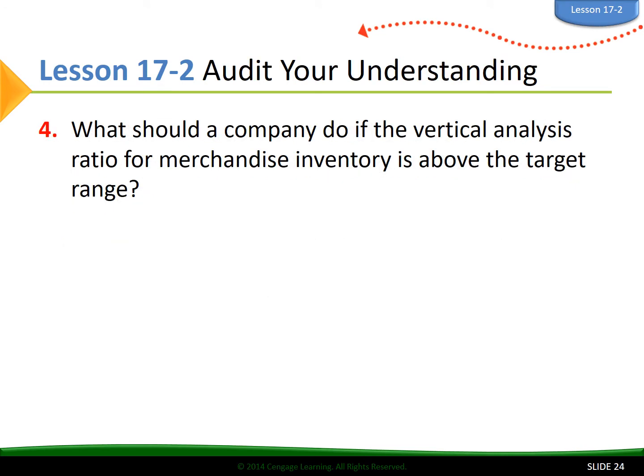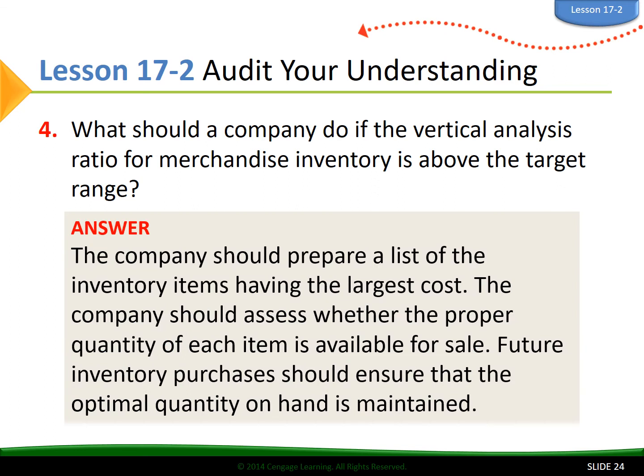Fourth question, what should a company do if the vertical analysis ratio for merchandise inventory is above the target range? The company should prepare a list of the inventory items having the largest cost. The company should assess whether the proper quantity of each item is available for sale. Future inventory purchases should ensure that the optimal quantity on hand is maintained.